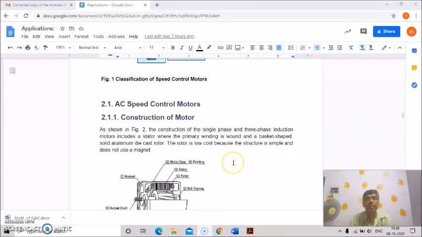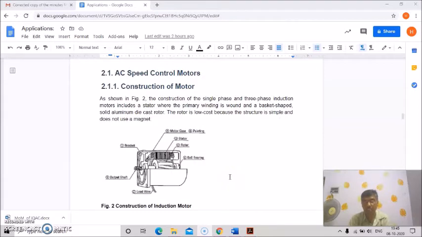Under the AC speed control method, in a very quick and short discussion, which we have already studied in our electric machines course, the AC speed control motors have construction like this, as shown in this figure. This is the construction of single phase and three-phase induction motors. It includes a stator where the primary winding is wound, and a solid aluminum die-cast rotor. The rotor is low cost because the structure is simple and does not use a magnet.